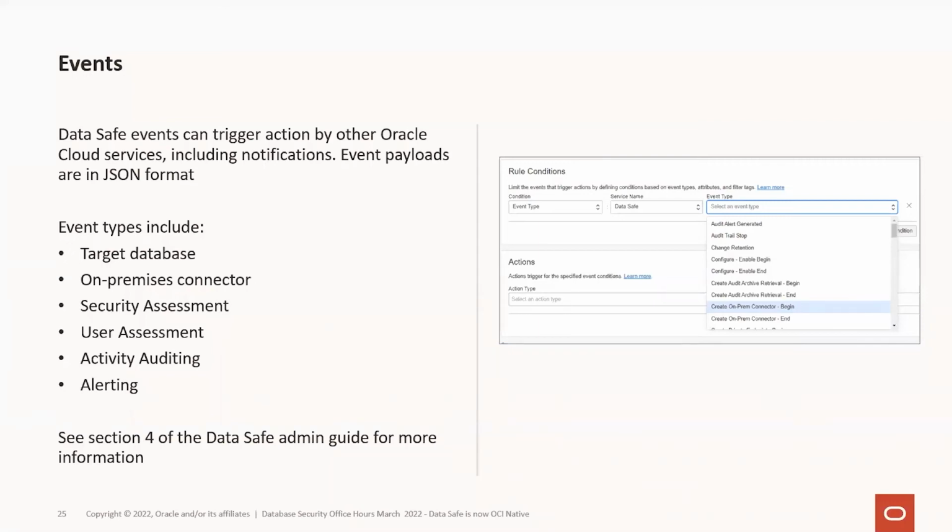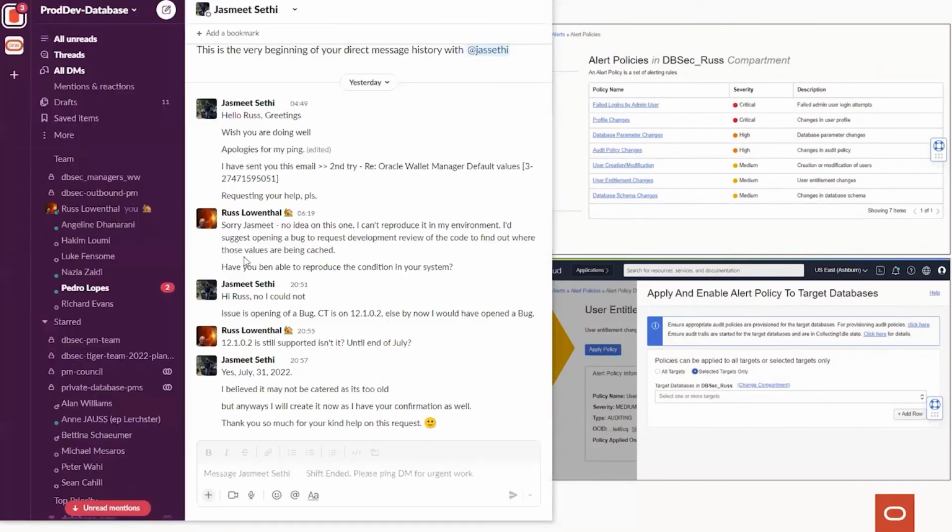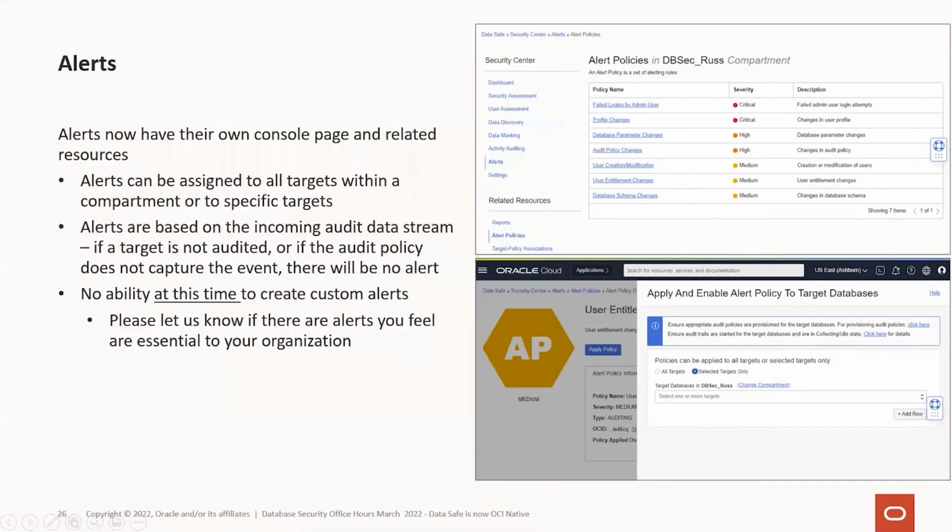Also new with the move to OCI native is a change in the way we've been handling alerts. In the old console, alerts were basically a separate tab on the audit policy provisioning screen. In the new console, alerts are really a first-class citizen. They get their own portion of the UI.